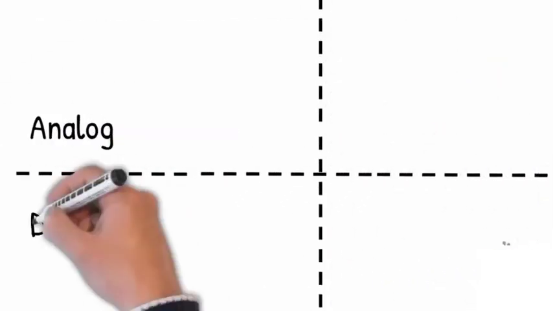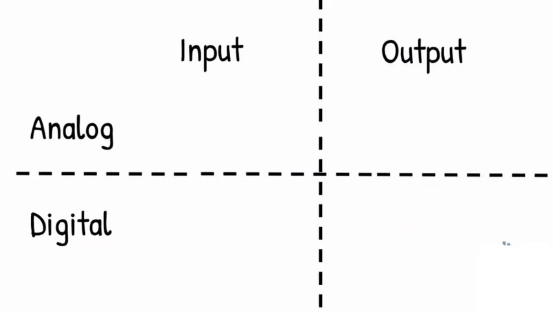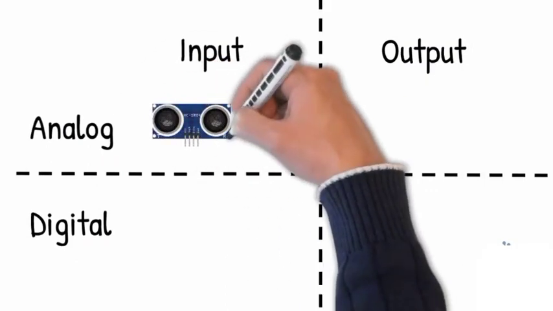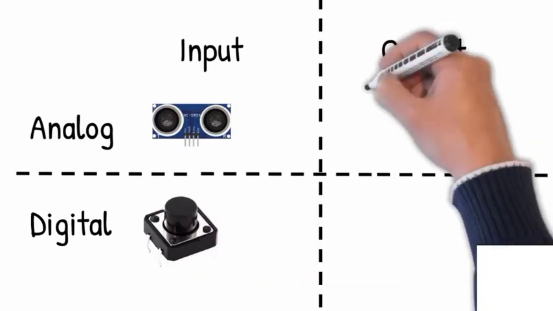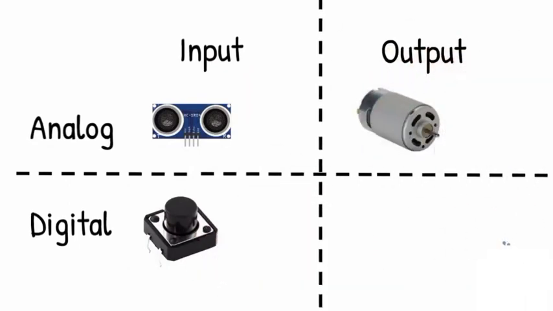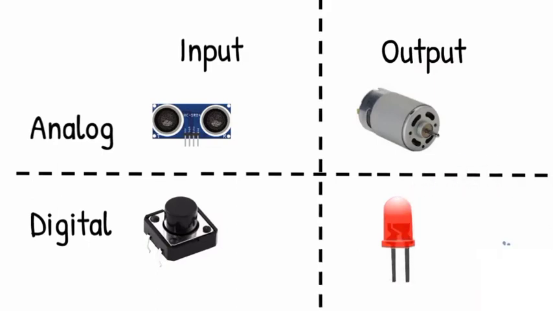Let's have a look at some examples of input and output devices. A distance sensor would be an analog input. A push button would be a digital input. Motor would be analog output, whereas LED light would be a digital output. The distance sensor is an analog input because it gives us a value of distance, for example in centimeters, rather than just saying the object is near or far.